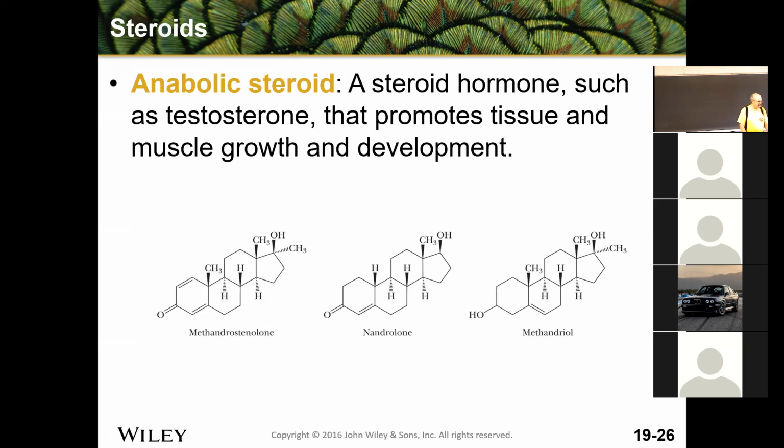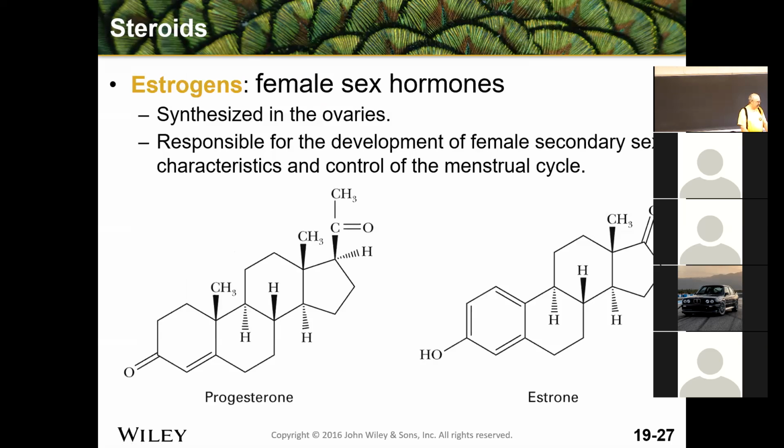Anabolic steroids will promote tissue and muscle growth and development. These are some examples. These are the female hormones. They're synthesized in the ovaries. We have progesterone and estrone.